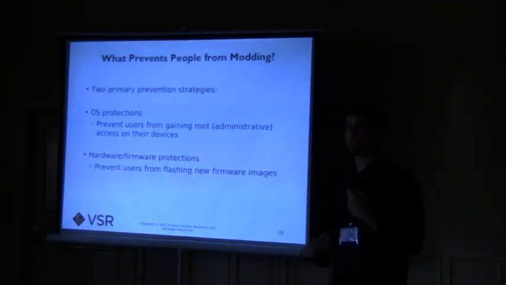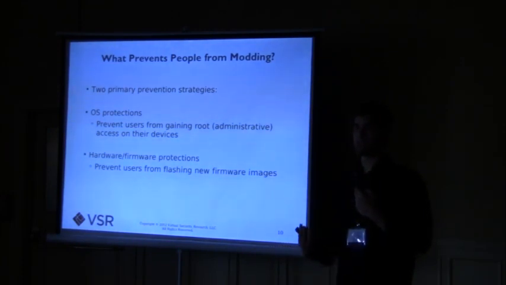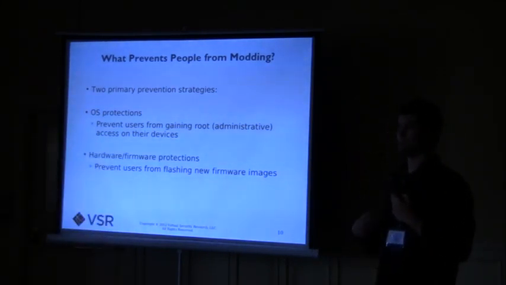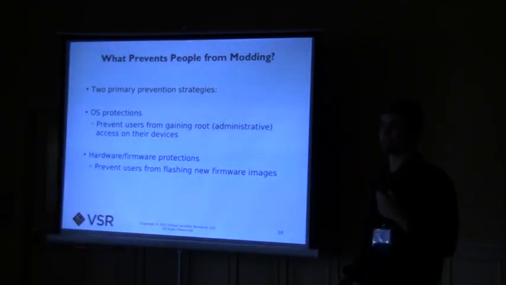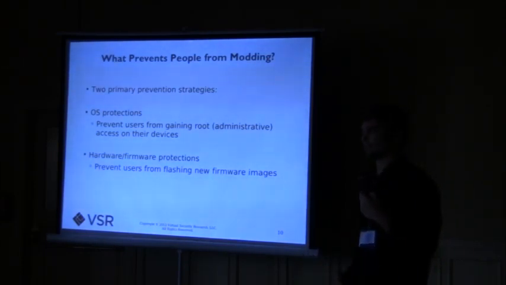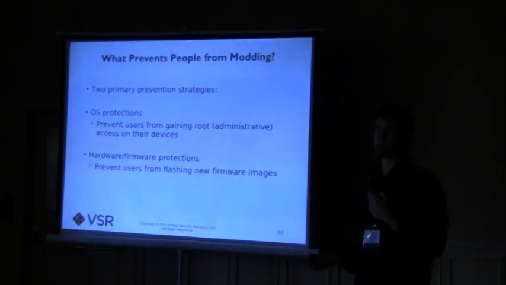So there are generally two strategies employed to prevent users from modding their phones. The first is implemented in the operating system. By default, most phones ship with an operating system that has no mechanism built in to allow you to gain root access, to gain administrative access. And the second layer of protection is typically implemented at the hardware or firmware level by somehow preventing users from flashing new code to the device.